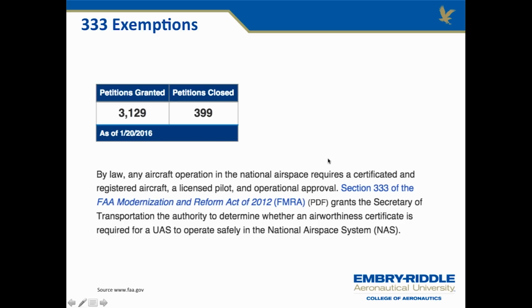All right, so what we've got here is you require a certificated aircraft registered. The 333 exemption is an exemption so that you can have your aircraft properly certificated. You still need to register your aircraft with an N number. You need to be a licensed pilot, and you still need a COA for operational approval.